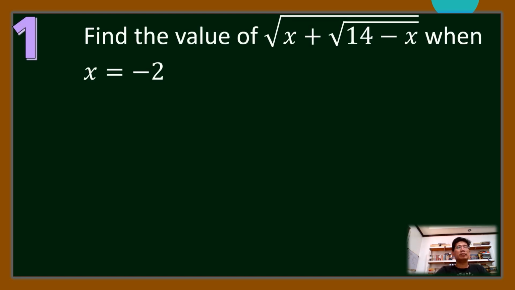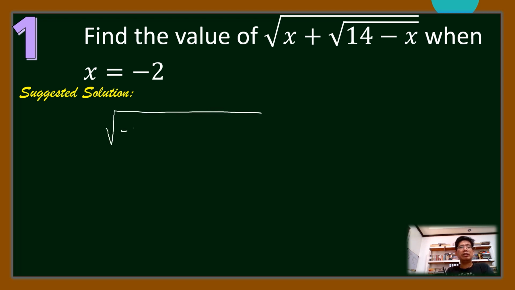Question number 1. Find the value of the square root of x plus the square root of 14 minus x when x equals negative 2. The solution is just to substitute x is equal to negative 2 into the expression. So we have the square root of negative 2 plus the square root of 14 minus negative 2.